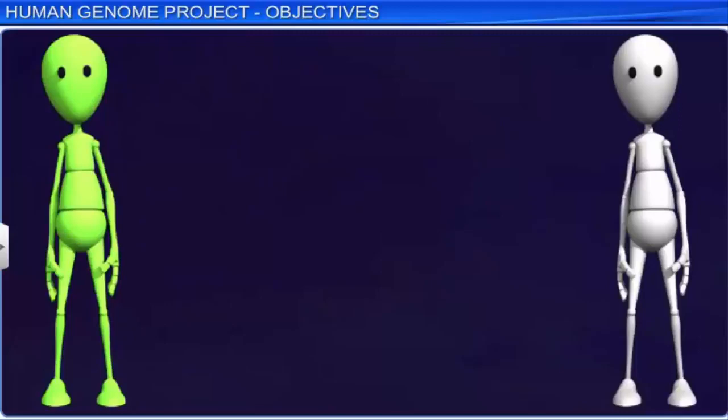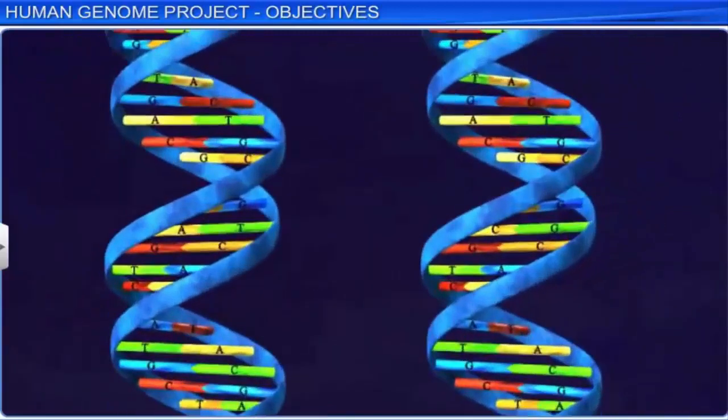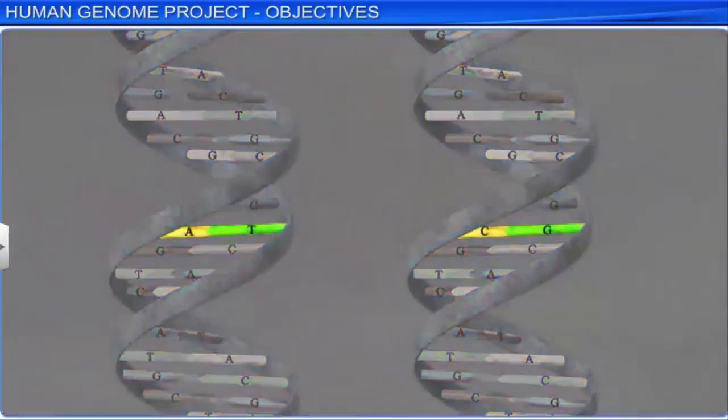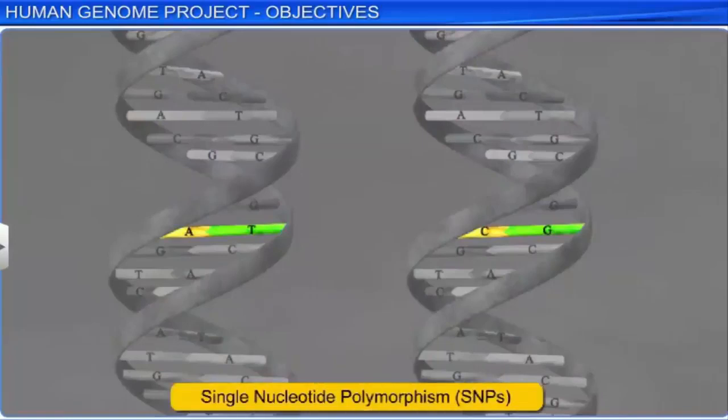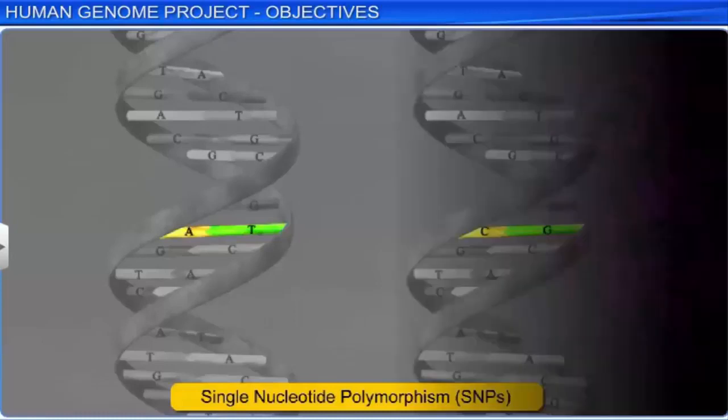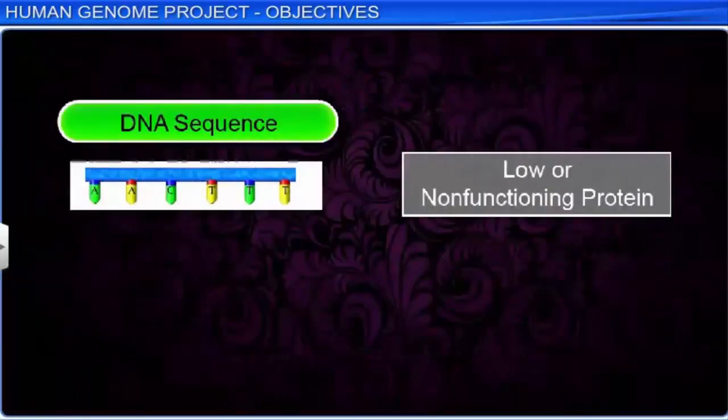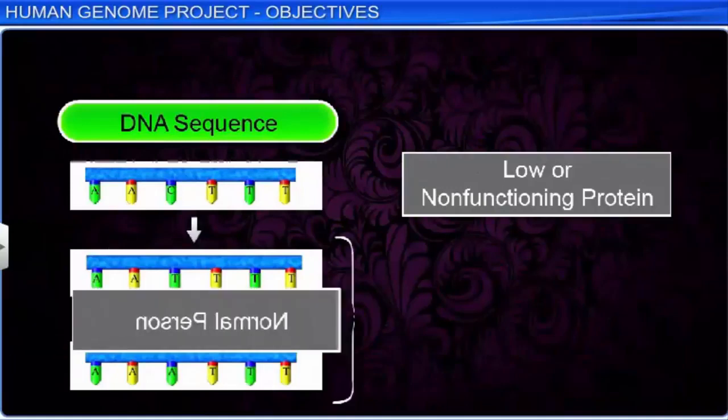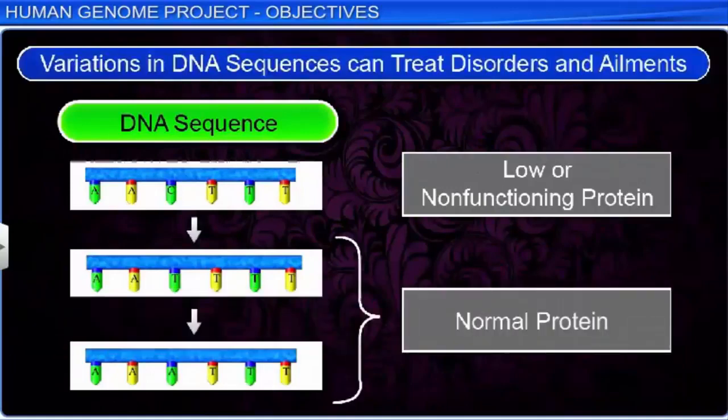Scientists have identified about 1.4 million locations with single-base DNA differences, also known as SNPs, or single nucleotide polymorphism. Knowledge about variations in the human genome can equip us with more ways to diagnose, treat, or even prevent disorders and ailments that affect human beings.